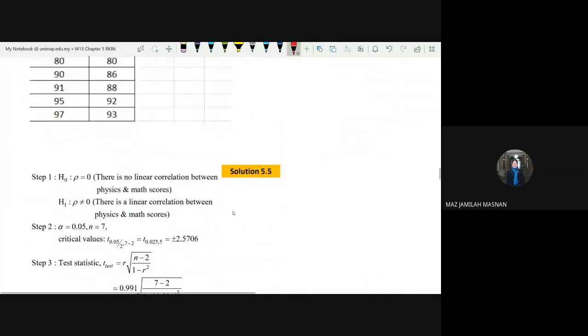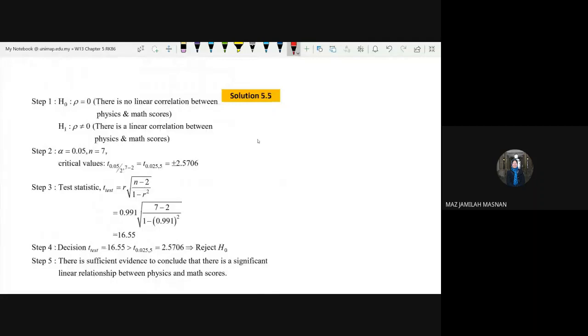So let us look at how we can test for this. We begin with the first step. Our first step is either you choose to have only the null and alternative statements, or you can use a sentence to show your statement of hypothesis. If rho equal to 0, it means there is no linear correlation between physics and maths score. So you have to mention what variables are involved in your statement. Rho not equal to 0 means there is a linear correlation between physics and maths score.